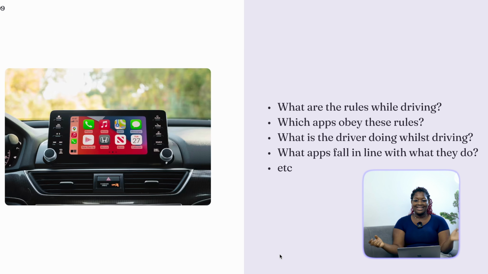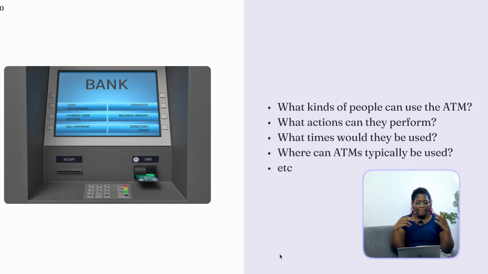Figuring out the situation, figuring out all the things that are happening in that situation, and then coming up with a solution for that. The second one is the ATM. I've mentioned the ATM twice already, so I'm just going to go into some of the questions they probably asked themselves, right? What kinds of people can use the ATM? What actions can they perform? What times should they be used? Where can ATMs typically be used?